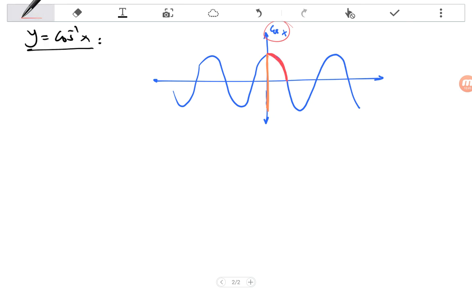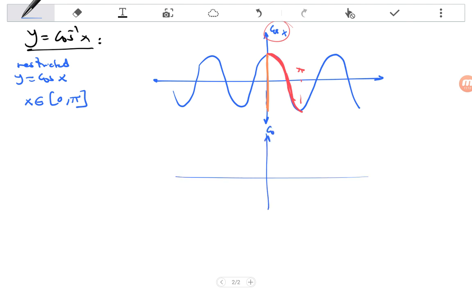So I just extend it like this to be from 0 to pi. And this is the restricted domain of cosine x. So we have y equals cosine x, the restricted cosine x, which has x from 0 to pi. Okay? So that is our function, the restricted cosine. Restricted cosine is depicted on a graph like this.